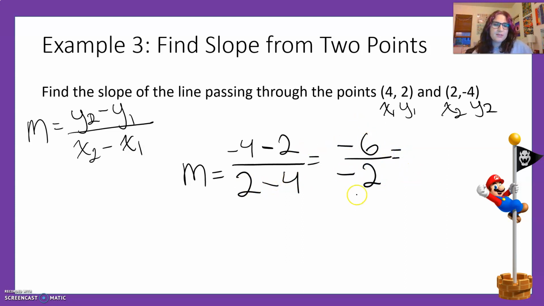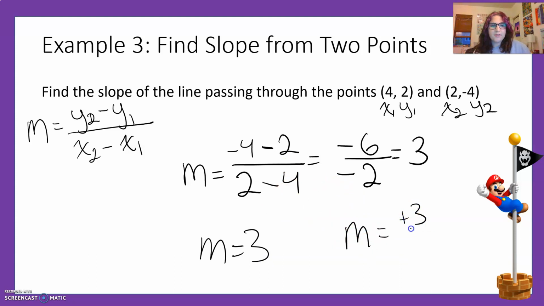So then we just simplify this fraction. Negative 6 divided by negative 2 is positive 3. And that's my slope. M equals 3. If I was doing rise over run, my rise would be positive 3 and my run would be positive 1, because any number over 1 is itself. So that is my 3 little slope examples, just in case you needed some more there.